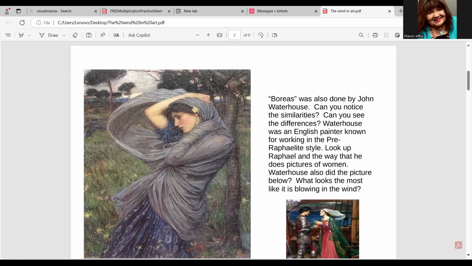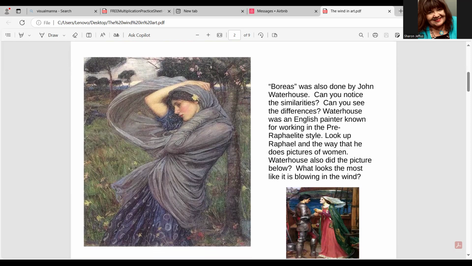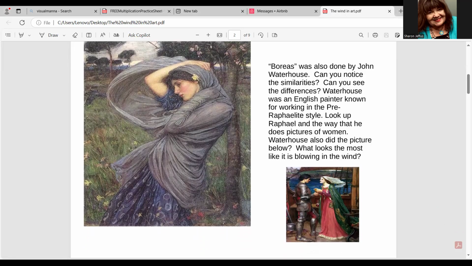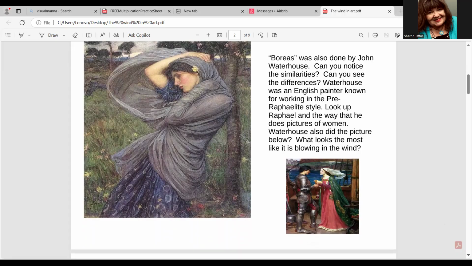Waterhouse was an English painter, very well known for working in the pre-Raphaelite style. You can look up Raphael and look at the way that he did his pictures of women. This is a good thing for you to look at and then compare, and you can really learn something. The picture below was also done by Waterhouse, who did a lot of pictures of women.